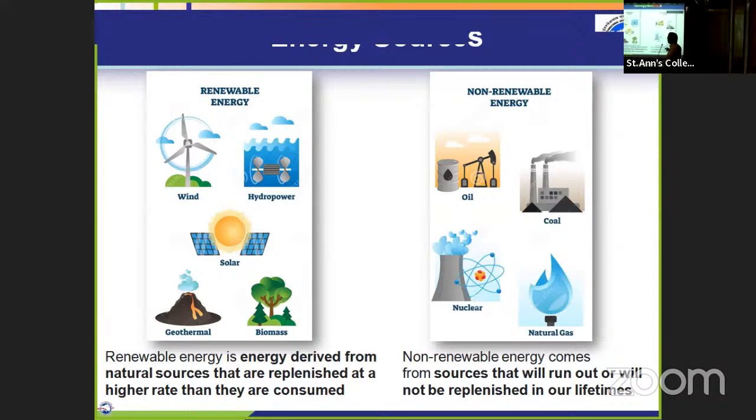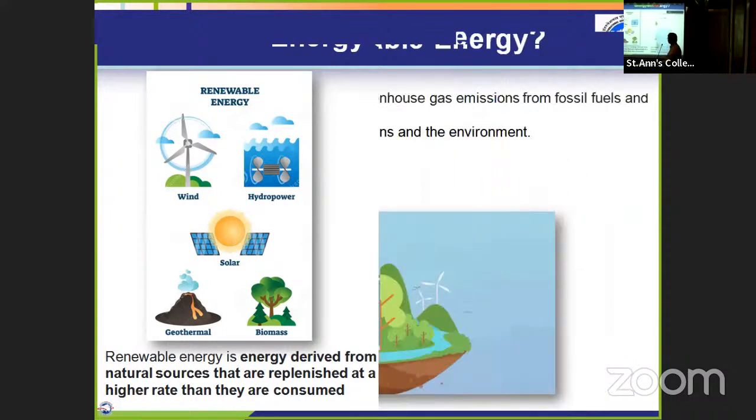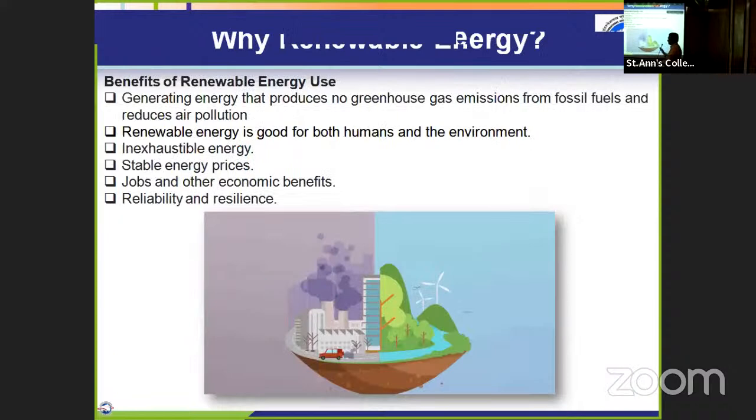And moreover, these all have limited resources, because it cannot go beyond your lifetime. So coal is a limited resource, it can go maybe another 100 years. But after that, what resource do we have for energy? Because our demand day by day will keep on increasing. So next please. So why renewable energy?